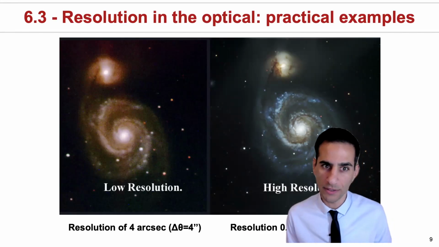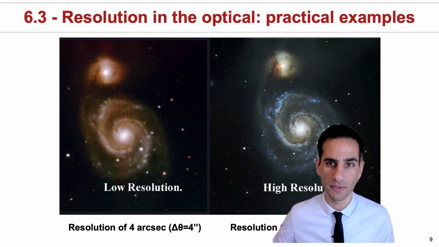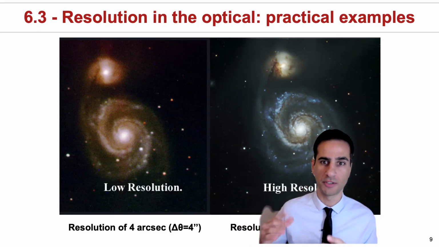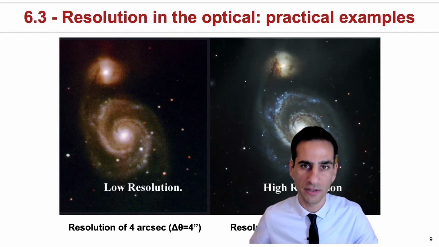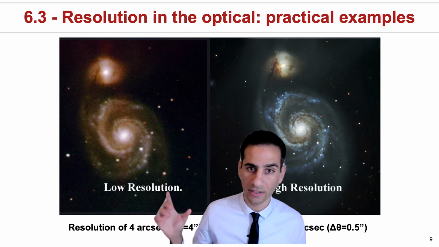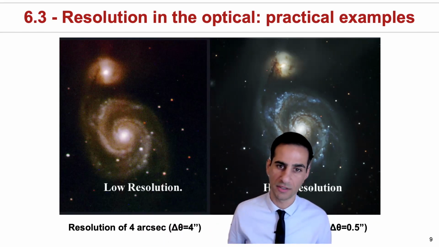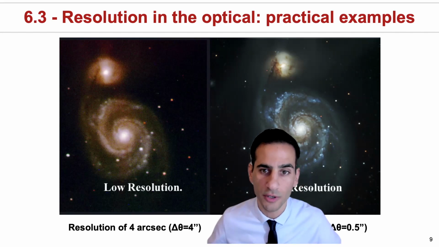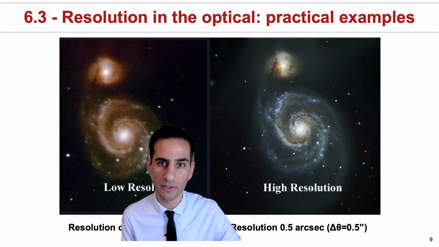In practice, what does it mean to have low resolution versus high resolution? And perhaps the pictures behind me show this very well. This is an image, or actually two images, of the same galaxy, one of them taken in low resolution, of a resolution of about 4 arcseconds. So you can see here, delta theta is 4 arcseconds. And the image on this side has actually been taken with much higher resolution of 0.5 arcsecond.